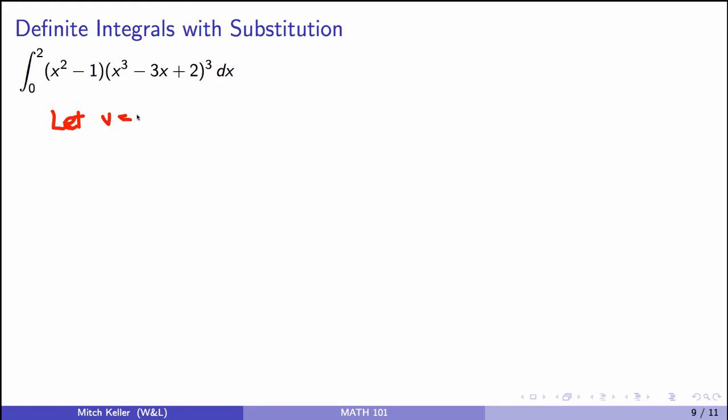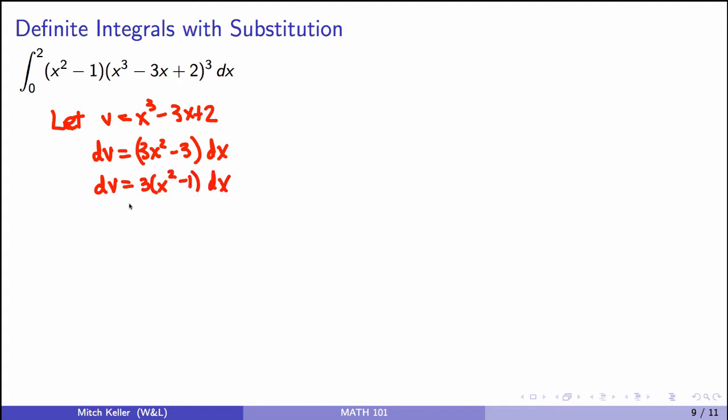Let's let v equal x cubed minus 3x plus 2. And so then dv is 3x squared minus 3 dx. And let's see, I've got an x squared minus 1. Oh, wait a minute. dv is 3 times x squared minus 1 dx with a little bit of factoring. And then I'll get 1/3 dv equals x squared minus 1 dx, and now I have my x squared minus 1 dx, and I can put my v in there.